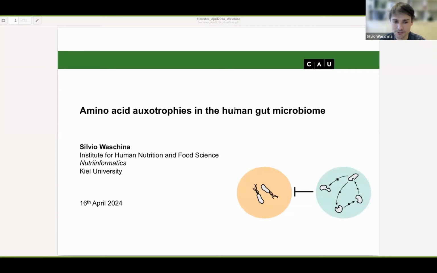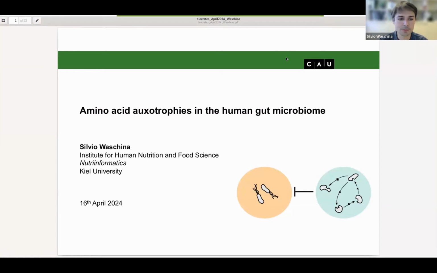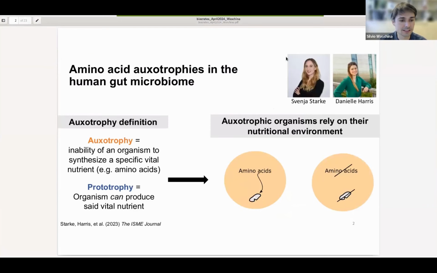I would like to use this opportunity to present one of our recent studies that focuses on amino acid auxotrophies in the human gut microbiome. But before I start with the topic itself, I want to say that this is a study that was mainly performed by two group members from my group here in Kiel. This is Svenja Starke and Daniel Harris. They have contributed most of the work to that study.